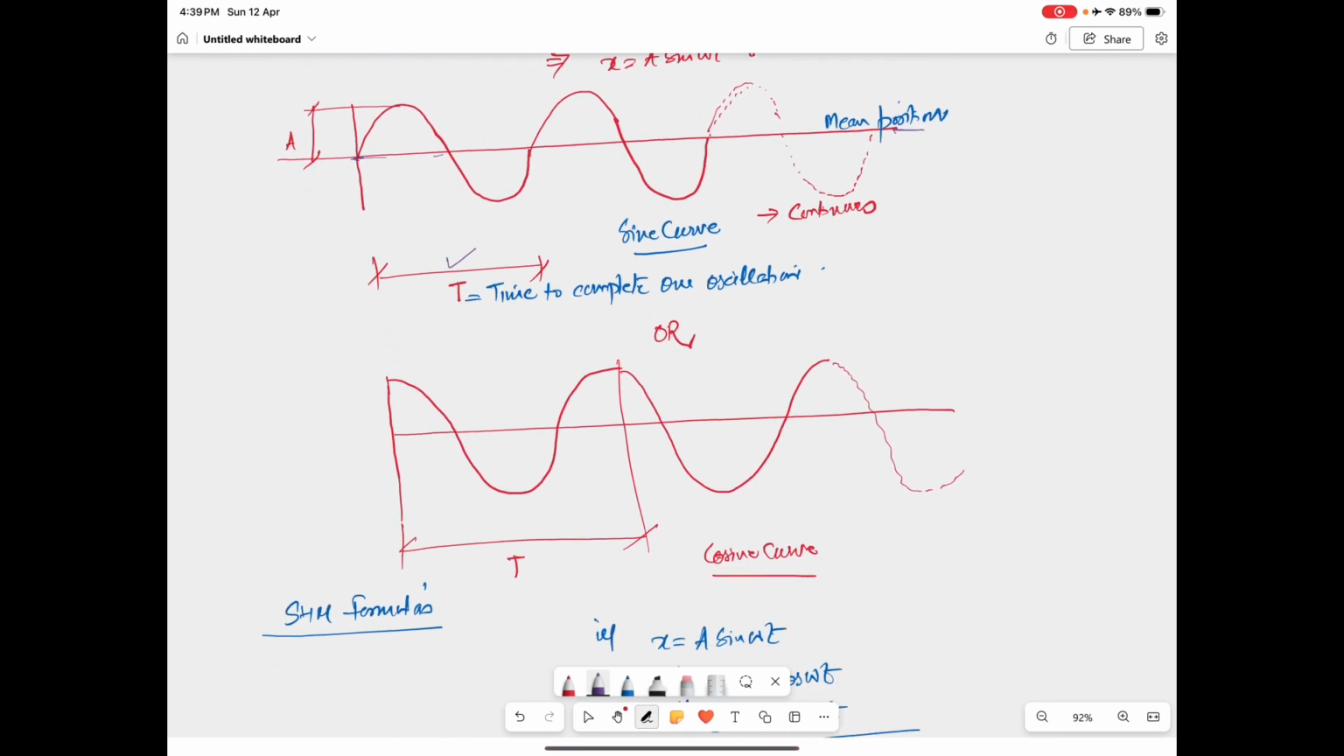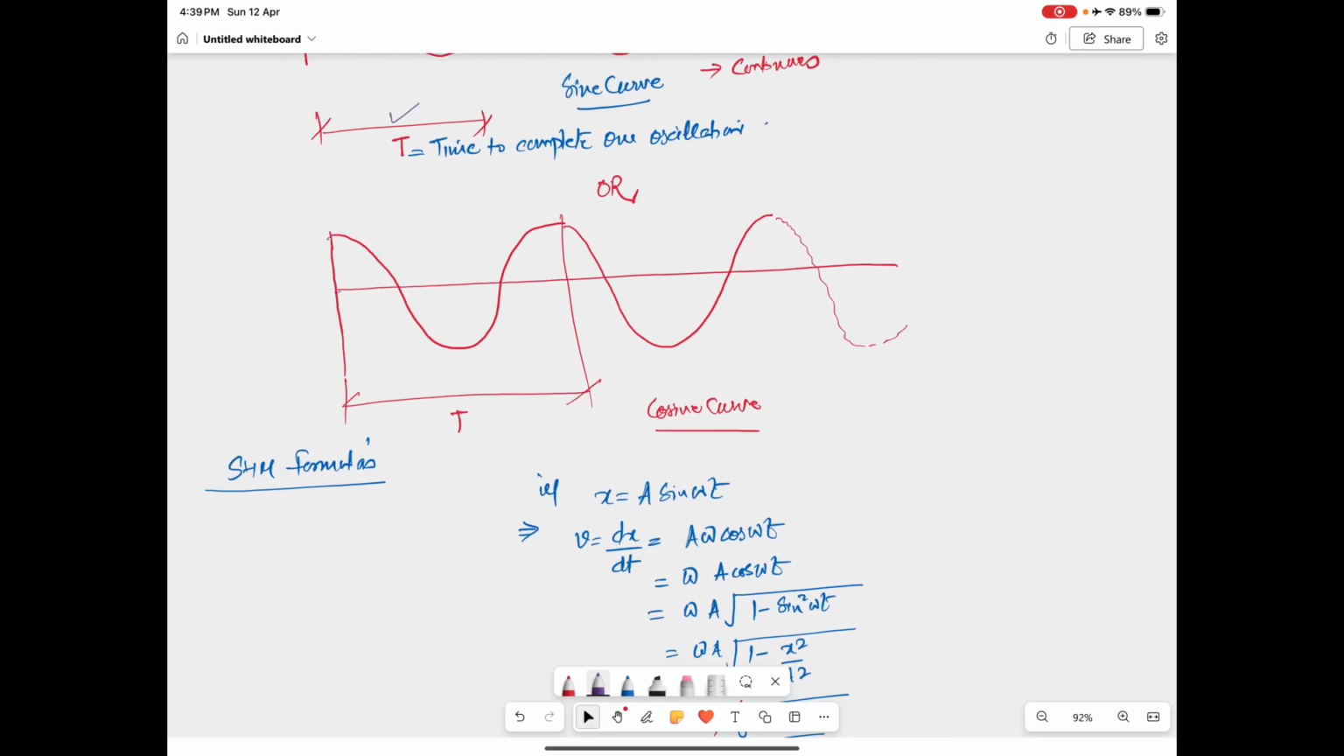Here now I have drawn the curve for a cosine curve also. The only difference is that it is starting from the extreme position rather than starting from the mean position. So this is also a cosine curve, which is a simple harmonic motion.